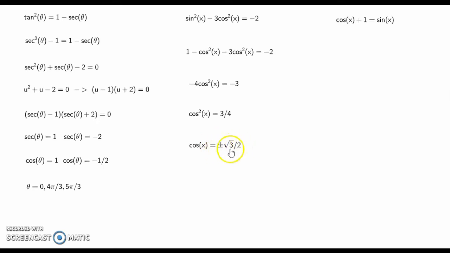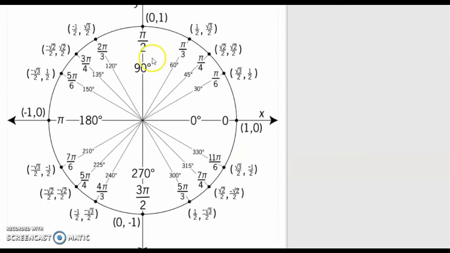And now we just have to go to our unit circle, and where is cosine of x equal to plus or minus square root of 3 over 2? Well, cosine of x is equal to square root of 3 over 2 at pi over 6, negative square root of 3 over 2 at 5 pi over 6, negative square root of 3 over 2 also at 7 pi over 6, and square root of 3 over 2 at 11 pi over 6.